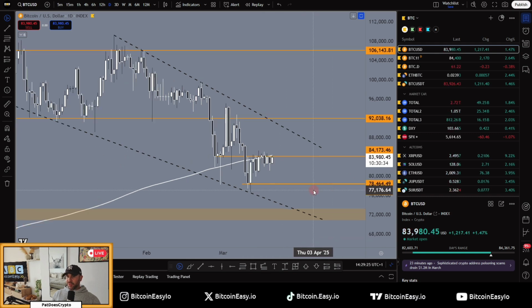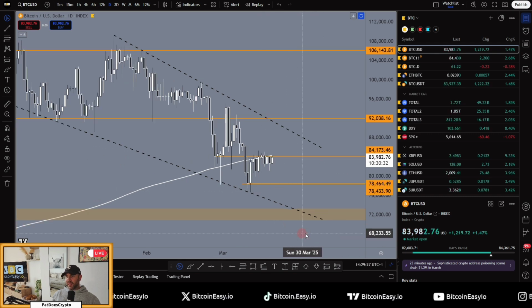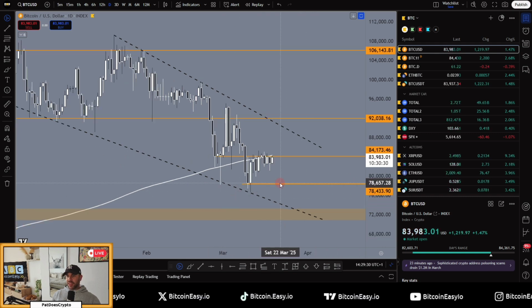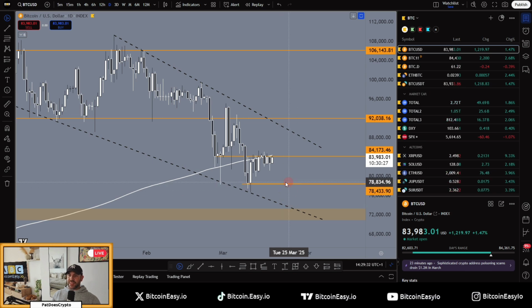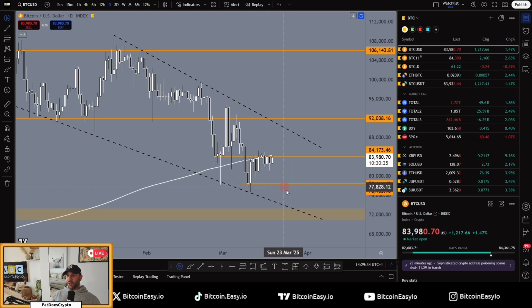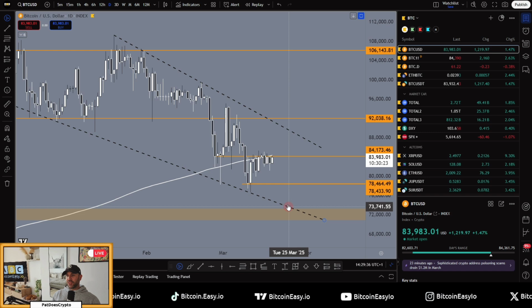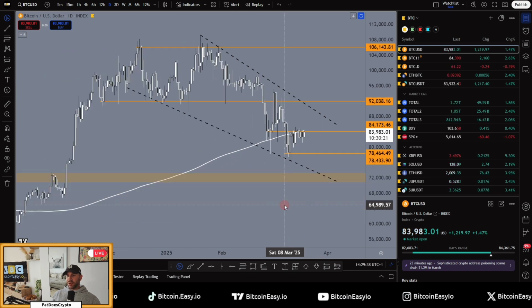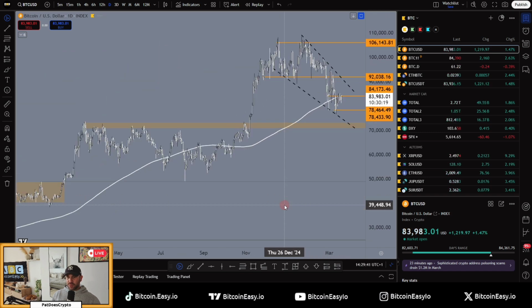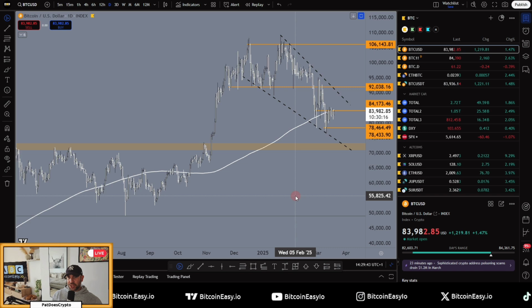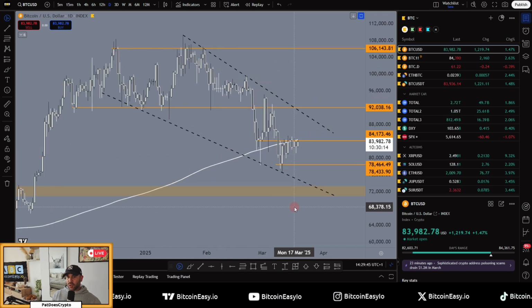To the downside, of course, if we break this yellow line down here right at 78,500, if we close below that, then the likelihood is that we break the current lows overall and then come back down to the support of the falling wedge. And that lines up perfectly with our key support area that I mentioned a million times on the channel, right at 74 to 72k.